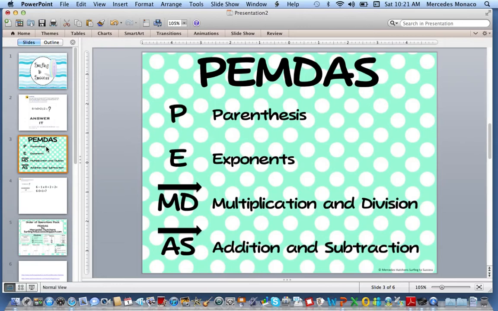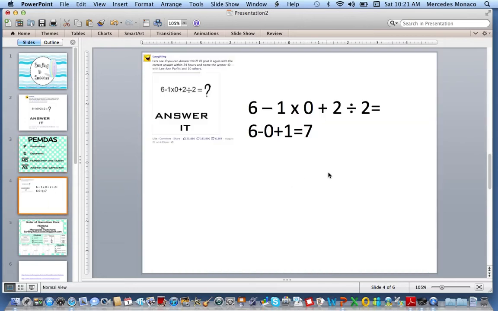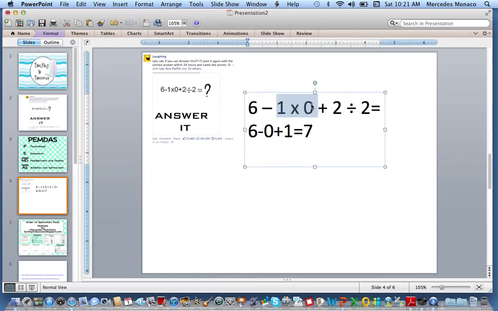So when we look at this problem here, this is how we would solve it. First, you're looking at the problem and you see that there's subtraction, multiplication, division, and addition. You're not going to go from left to right for all of that. You're going to start with multiplication and division. So the first multiplication problem we see here is 1 times 0. 1 times 0 is 0. So when I rewrite the first part of the problem, I keep the 6 minus, and then I write 6 minus 0. The next part that I'm going to do is division.